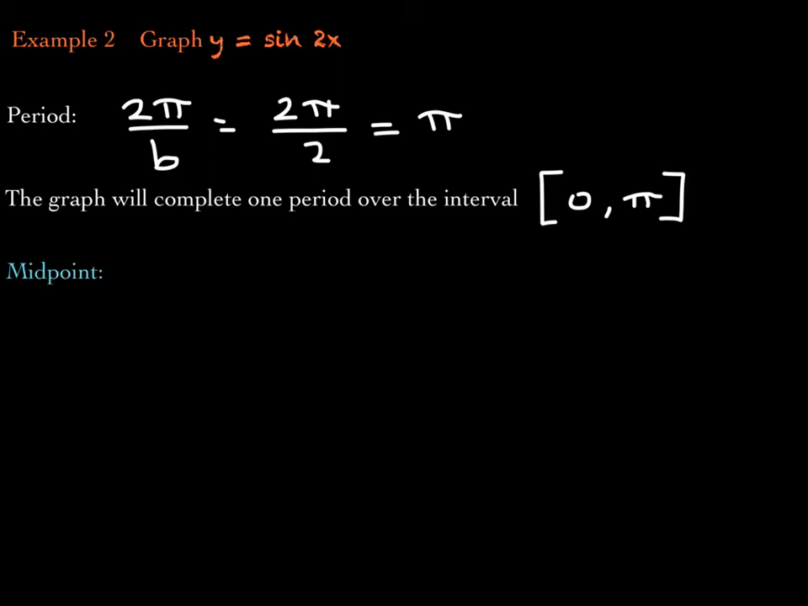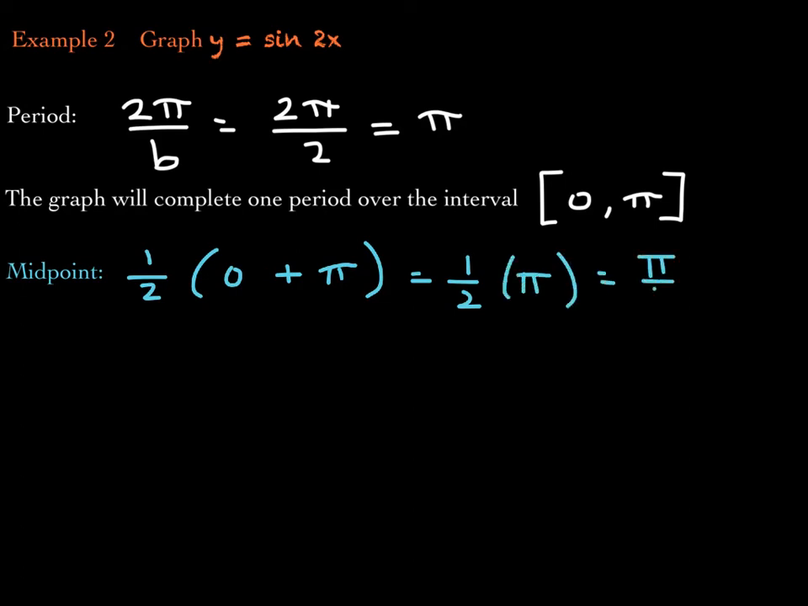Now, in order to find the midpoint, what you can do is just take half of the sum of the endpoints, right? So what I can do is find half of 0 plus pi. This is how I'm going to find the midpoint. Notice that this is the midpoint formula from maybe your algebra studies. So then it's half of pi, which is pi over 2. So the midpoint is pi over 2. Please remember that. What I'm going to do next is find my quarter points.